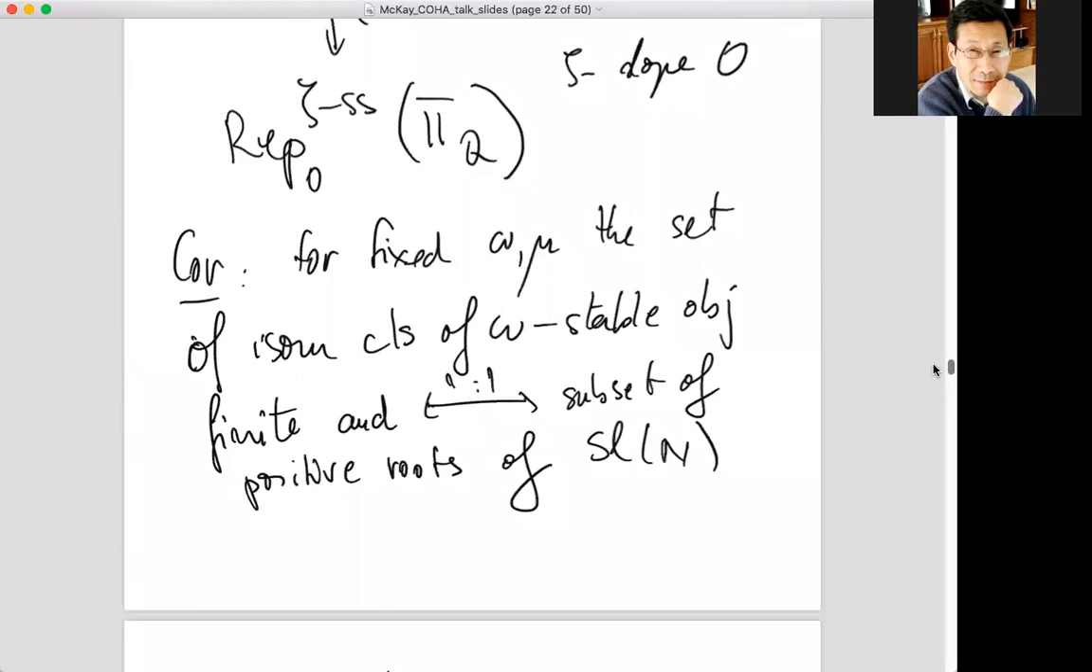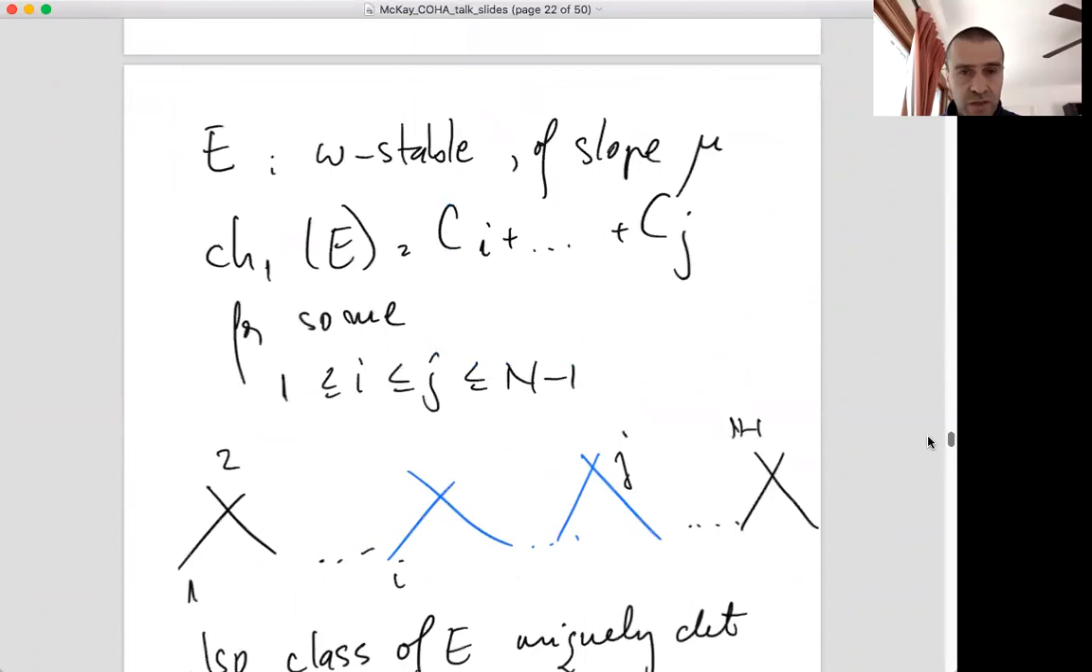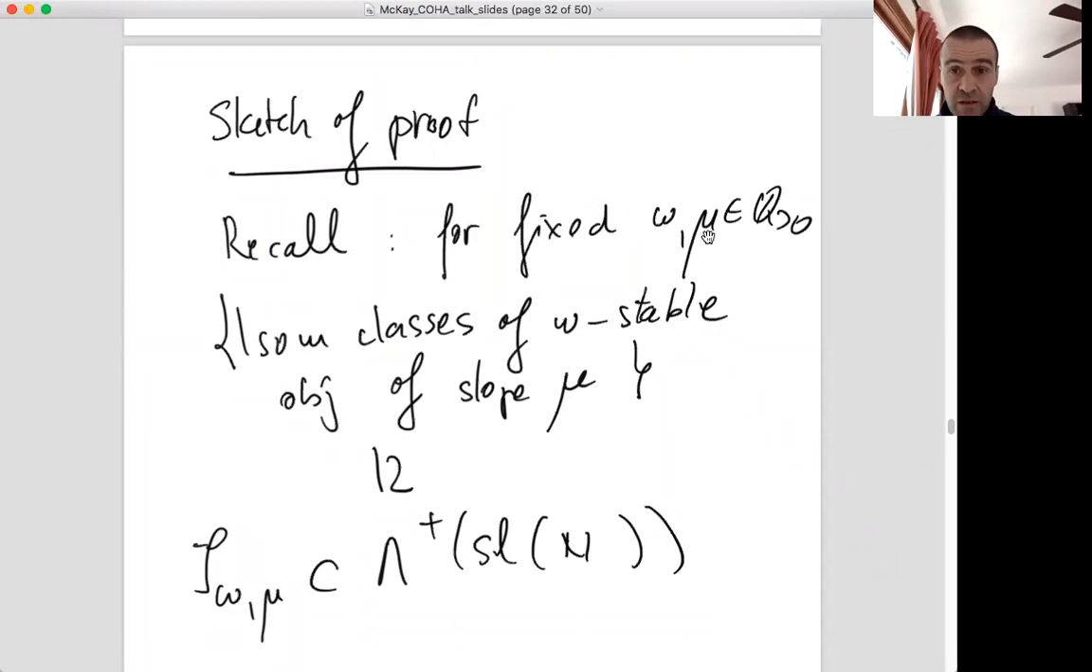So I went maybe too fast here. What's happening is that for a fixed omega and a fixed slope, you get the set of isomorphism classes of stable sheaves. It's some subset of the positive roots. But which subset it is depends on omega and mu. Yeah, so here my question is that.